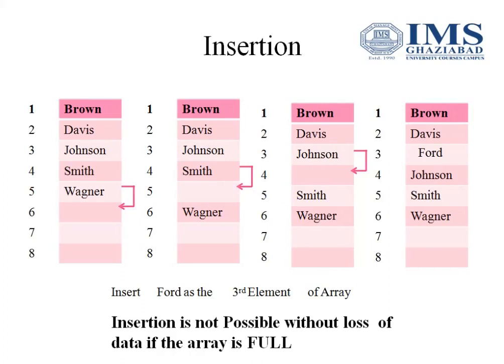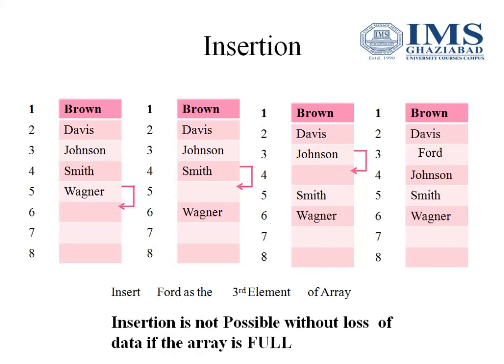But now you want to insert Ford at location 3. Here you are seeing that at location 3 we have the data Johnson. If we insert Ford here, we will lose this data Johnson. So we want to insert Ford into this array without losing our data. For that we have to shift the elements downward.